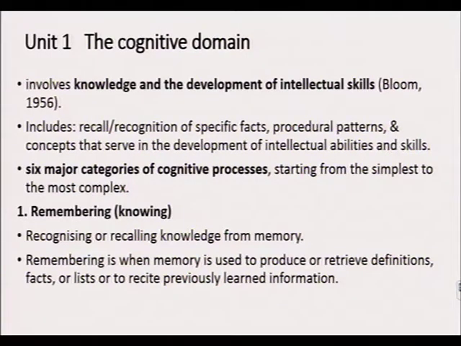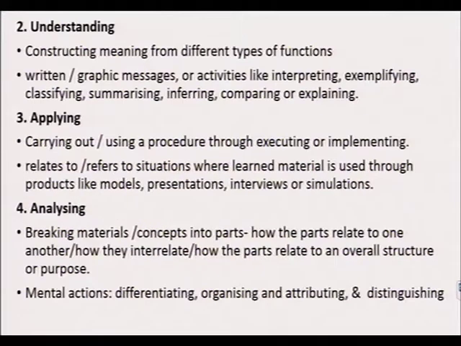First of all, it's remembering, which is the simplest process. Now, that focuses on recognizing or recalling knowledge from memory, mostly. The second one is understanding. Understanding refers to constructing meaning from different types of functions. Now, this could be from written messages or activities like interpreting or exemplifying, for instance. The third cognitive process is applying. Applying refers to carrying out a procedure through executing or implementing.